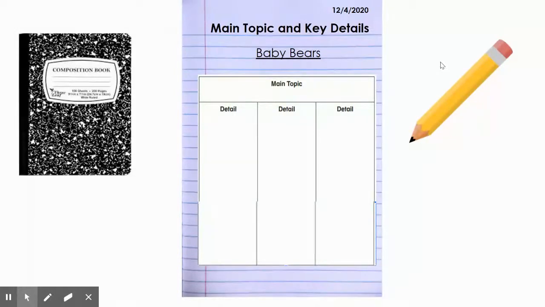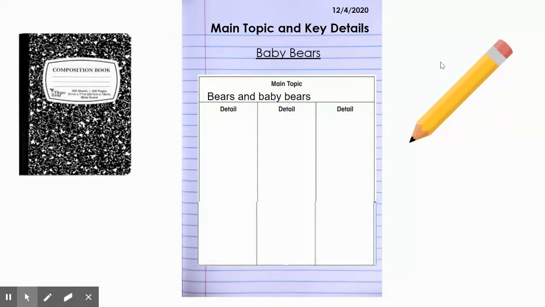Then you are going to draw your own graphic organizer, labeling Main Topic at the top with a rectangle, and then drawing 3 columns down your paper and label each of the columns Detail. Once you've completed this first step in preparing your paper, then you may move on. Please press pause until you are finished.